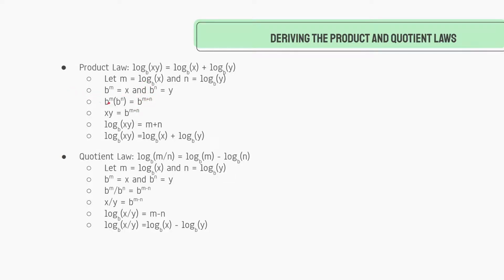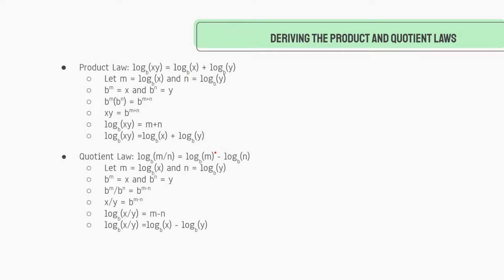Now I would just substitute in our values for b to the power of m and b to the power of n, and so we get x times y is equal to b to the power of m plus n. Rewriting this in logarithmic form, we get log of x times y of base b is equal to m plus n. Again, our base is still our base, our exponent is now our answer, and our old answer is now in the brackets. Substituting the values for m and n back into our equation, we get our product law.